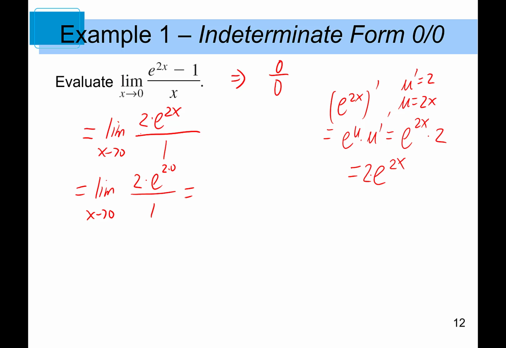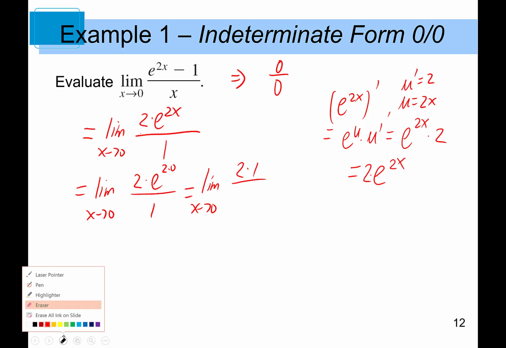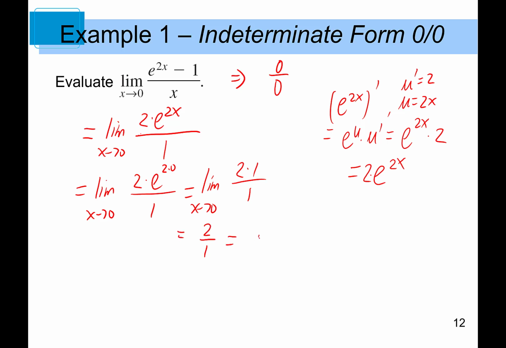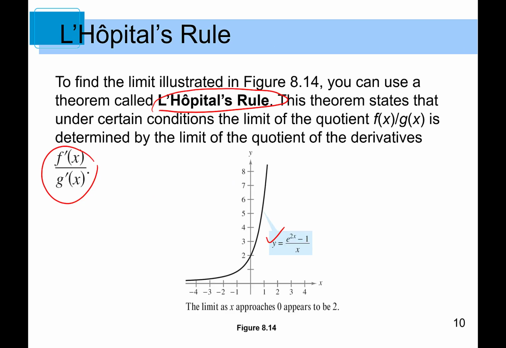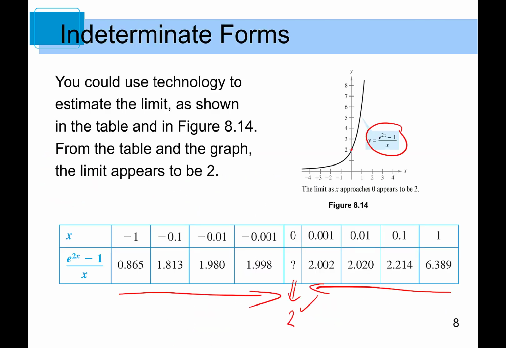E to the 0 is 1, so it becomes 2 times 1 over 1. So that becomes 2 over 1, and 2 over 1 is 2. As you can see, this actually matches our analysis based on the graph and also the table.